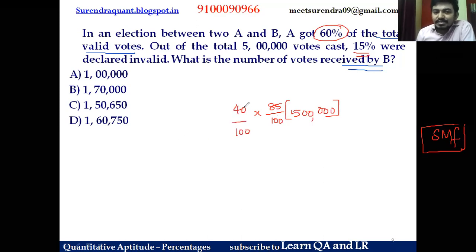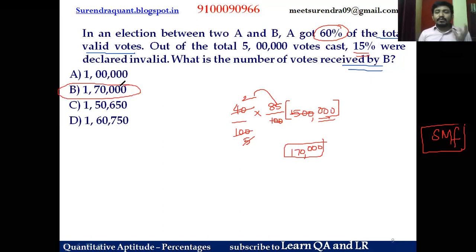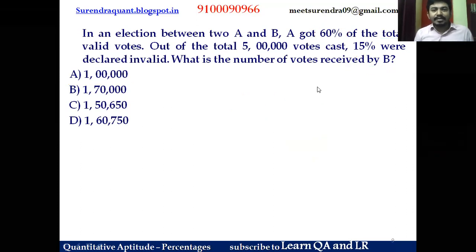That's all. So 22s up, 25s up. So 100 into 500 cancel. So 85 2s are 170, 170 into 1000. So that is 1,70,000 votes in favor of B. So the beauty of percentages is this, guys. Only if you understand the concept and a couple of questions, then later on you can literally play with the questions. You can start enjoying learning questions, right? Next question.